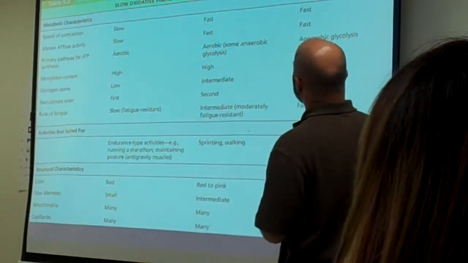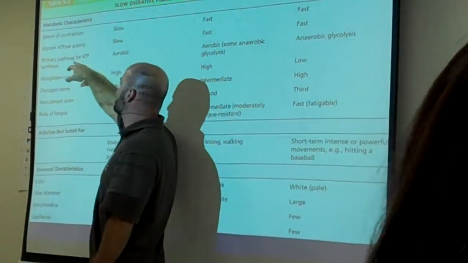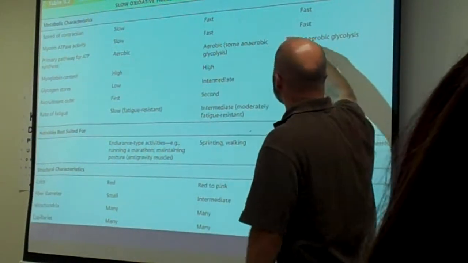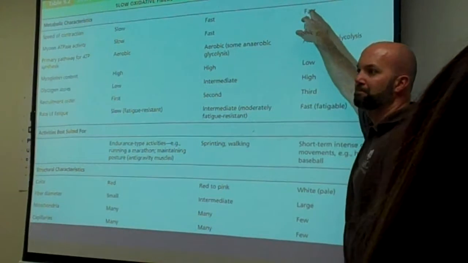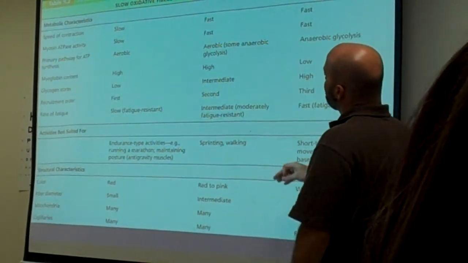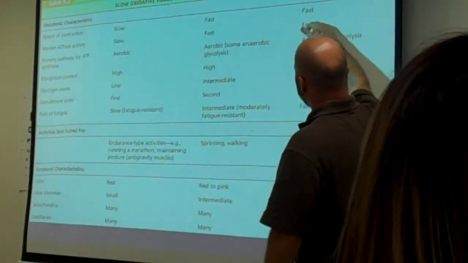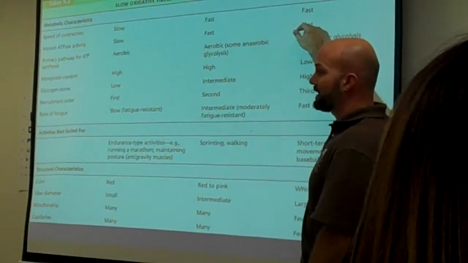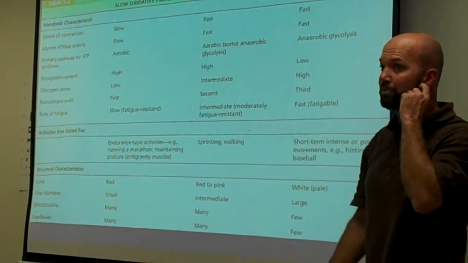In comparison, fast twitch are fast because they have a faster version of myosin ATPase. And with a faster version, the speed of contraction is greater. You reach peak tension faster. So faster twitch, faster speed of contraction. They're called fast glycolytic because they rely mostly on glycolysis. More so anaerobic than aerobic.